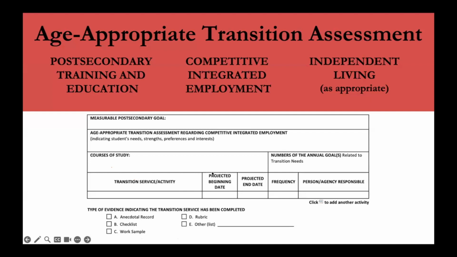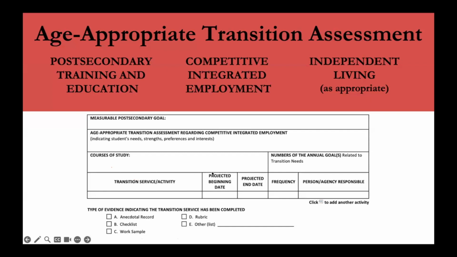You can also use the same assessment to gather information for each of those three required areas. So the Employability Life Skills Assessment has questions related to employment. It also has questions related to independent living and life skills. So you could use that same assessment and put it in both sections as your AATA for those areas.